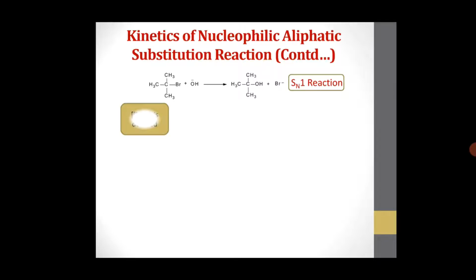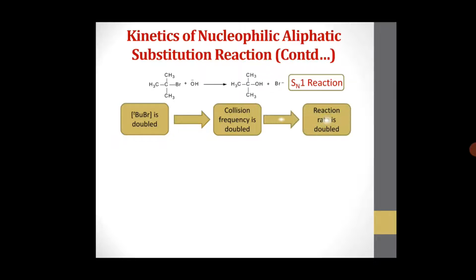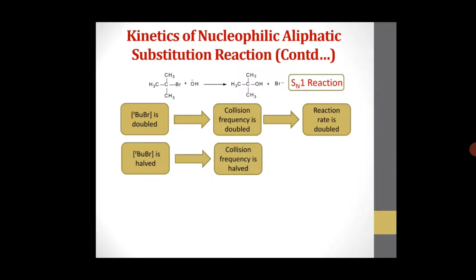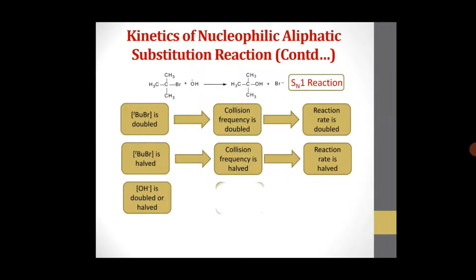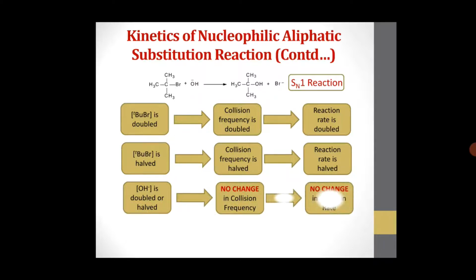Now, here it is observed that when the concentration of tertiary butyl bromide is doubled, the collision frequency is doubled, and so the rate of reaction is also doubled. When the concentration of tertiary butyl bromide is halved, the collision frequency is also halved and the rate of reaction is also halved. But when the concentration of the hydroxide ion is doubled or halved, there is no change in the collision frequency, and so there is no change in the reaction rate.